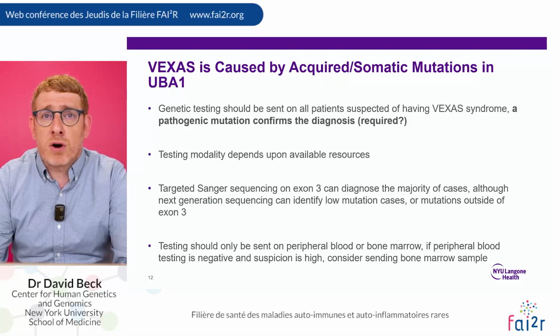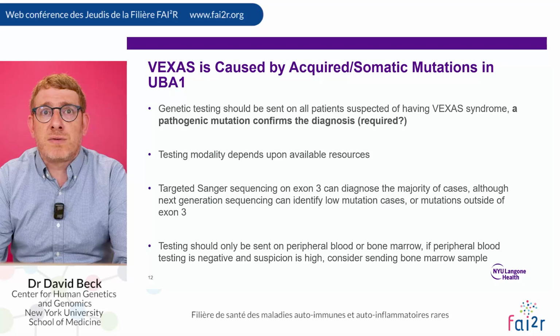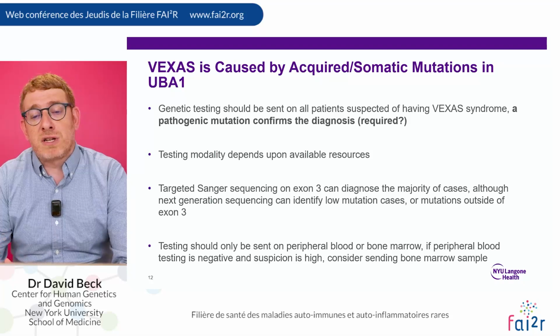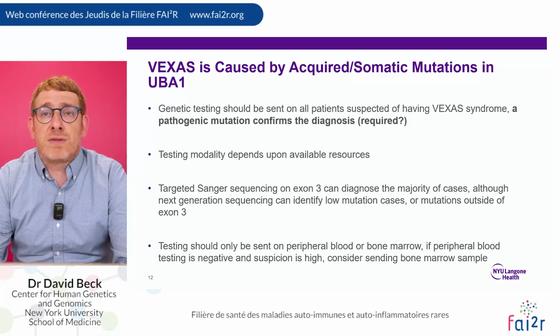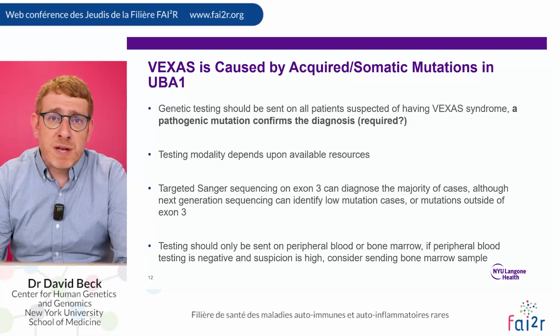One of the ways is through targeted sequencing, just on the region where there's a highly recurrent mutation in this particular part of the gene called exon 3. And this can diagnose the majority of cases, although next generation sequencing, which has higher sensitivity, can identify low mutation cases or mutations outside of exon 3. So testing should only be sent on peripheral blood or bone marrow. It should not be sent on tissues outside of the blood compartment because the mutation is restricted there.